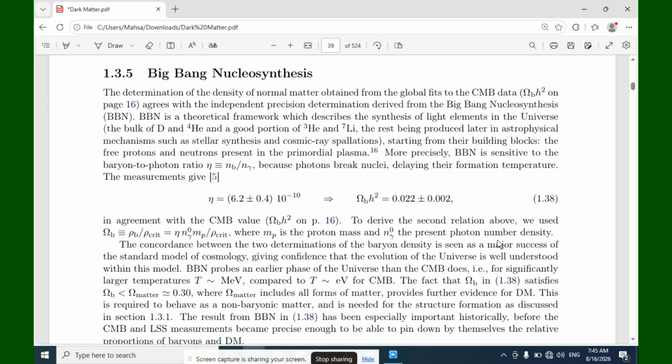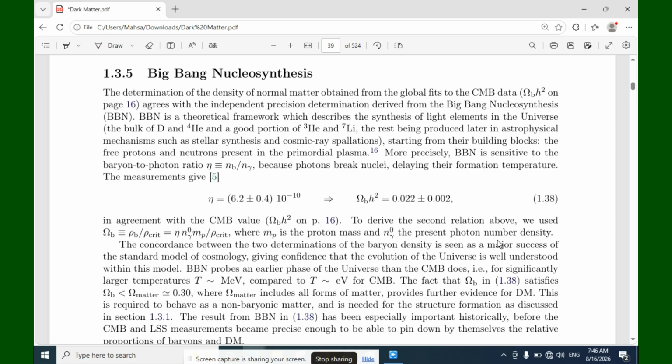Now I want to go to another amazing section, 1.3.5, which is about Big Bang nucleosynthesis. The determination of the density of normal matter obtained from the global fits to the cosmic microwave background data, Ω_b h² on page 16, agrees with the independent precision determination derived from Big Bang nucleosynthesis, or BBN.